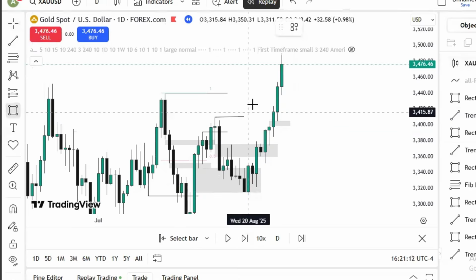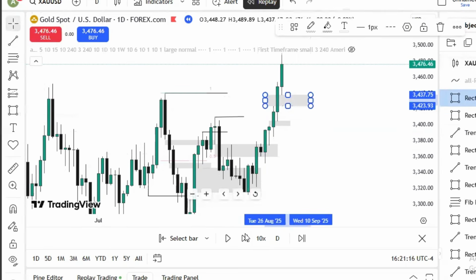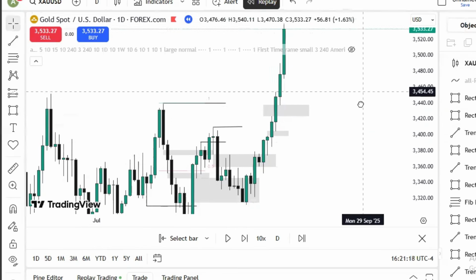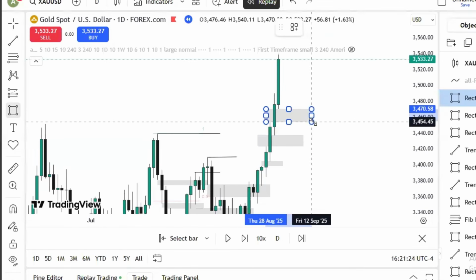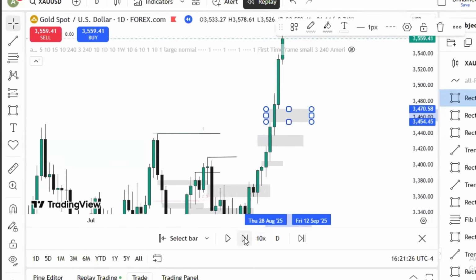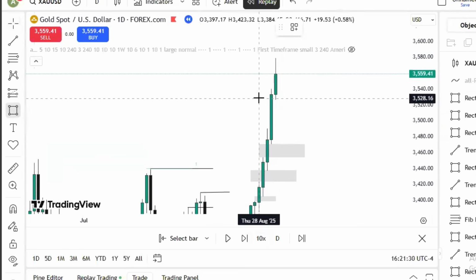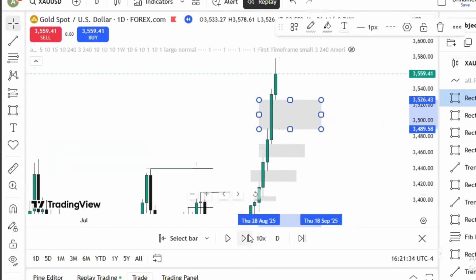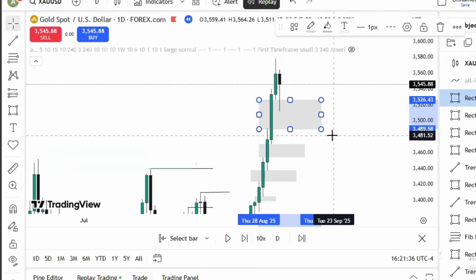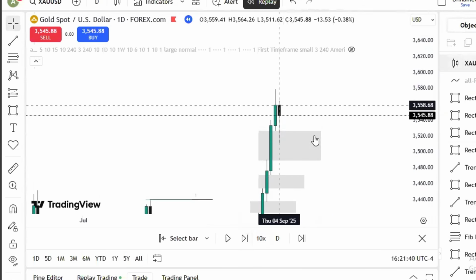We left another FVG over here. Let's see if price will come and target. Price didn't. Price went up and printed another bullish FVG. So let's see if price will come down to target. Price didn't, went up, and printed another bullish FVG. Now we've traded external range liquidity, so we want price to retrace. Let's see if price will come and target, right? Now that price has targeted, it's respecting it.